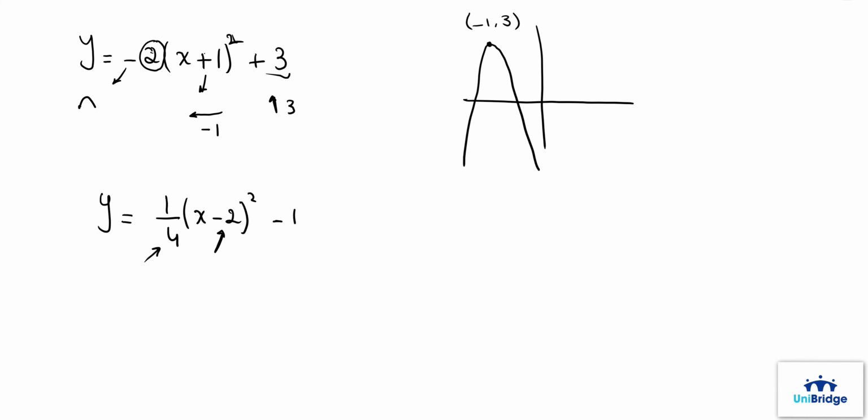Negative 2 inside the bracket makes it go to the right, and negative 1 outside the bracket makes it go down 1. So this means it's going to go to the right 2 and down by 1. So the vertex is going to be 2 and negative 1. But since the number here is positive, it's going to be looking up actually, but it's going to open wider because you multiplied it by 1 over 4. So it's going to be a wider function.